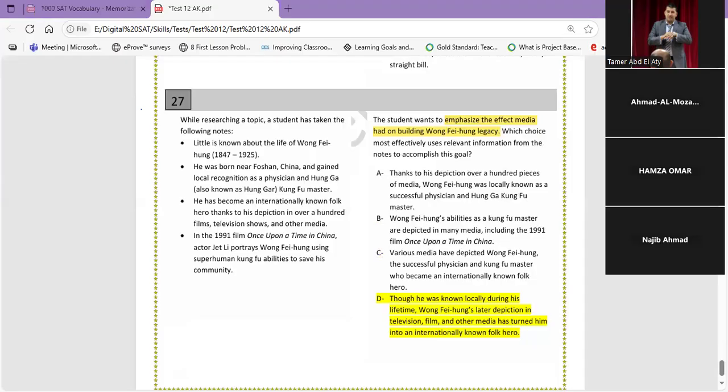Okay. This was a kind of real test. This was the real test. Let me tell you what kind of test this one is, or which year.